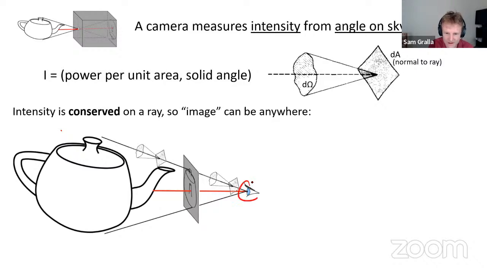Your eye is here, and you look in some direction, right? And whatever that direction sees, like this one, that angle on your sky sees the top of the teapot, and so on. And so when you think about an image, you think about it as living in a plane, like here in the middle, but it could live anywhere. It's just a visual representation of a measurement of intensity as a function of angle on the sky.